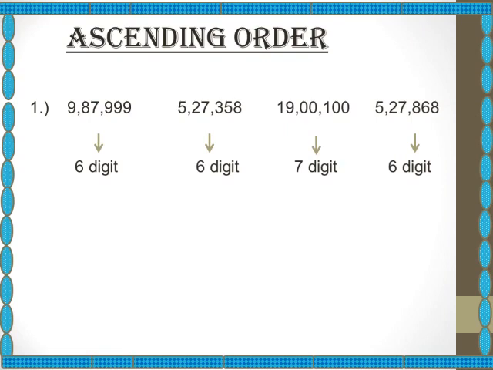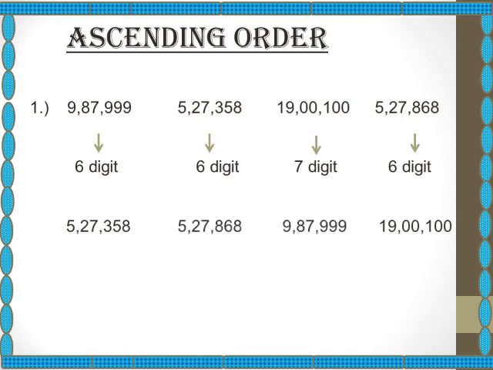So when you compare, you will write the numbers in the following way. First number is 5,27,358. Second number is 5,27,868. Third number is 9,87,999. And the fourth number is 19,01,100.